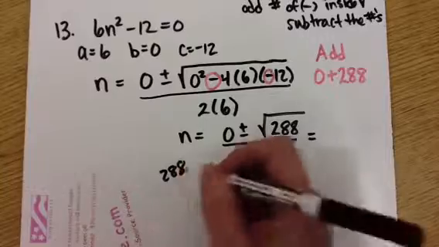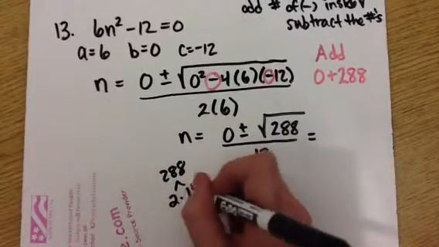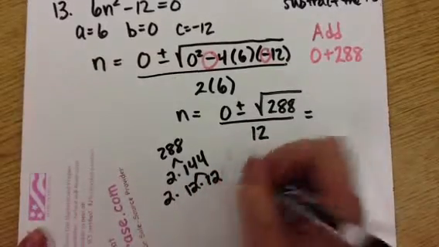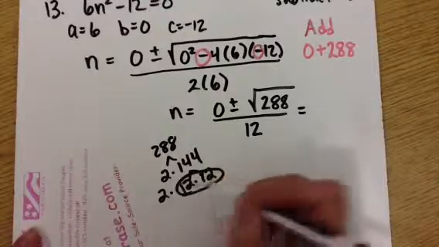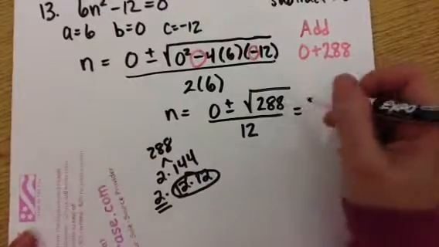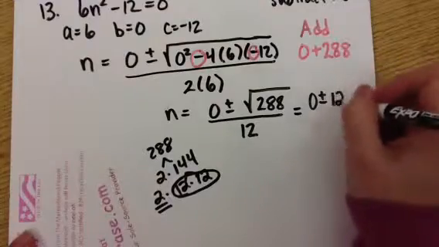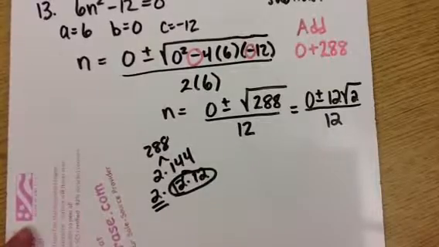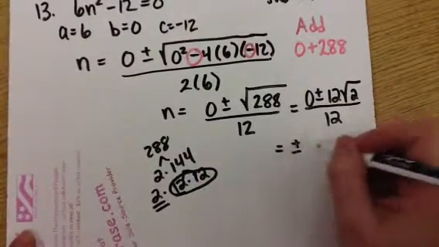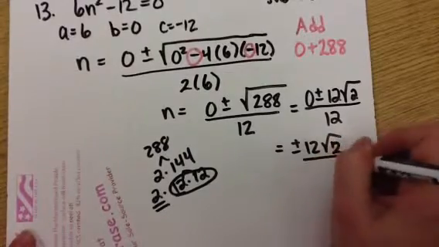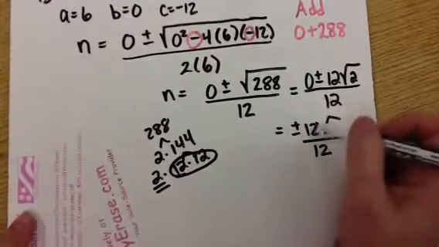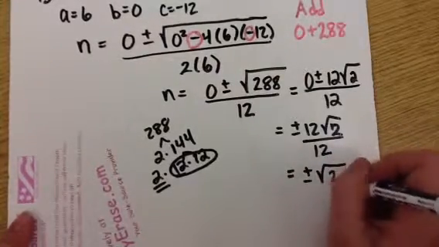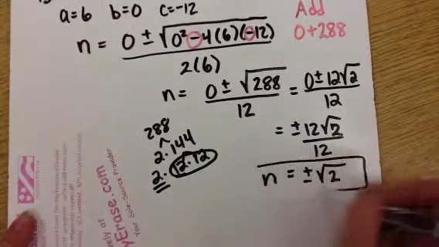288 actually breaks down to be 2 times 144, and 144 is 12 times 12. So right now I can see that a pair of 12s comes out, the 2 stays in. So I have 0 plus or minus 12 square roots of 2 all divided by 12. Now the 0 plus or minus is not necessary, so we really just have plus or minus 12 square roots of 2 divided by 12, and the coefficient in the numerator can simplify with the denominator, so my answer is plus or minus square root of 2, and that will be the value for n.